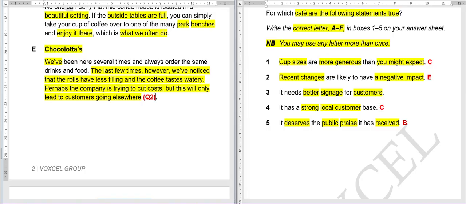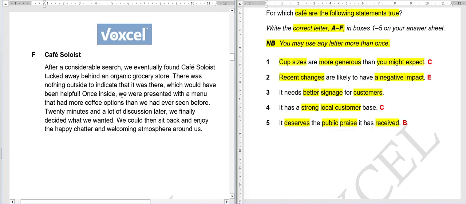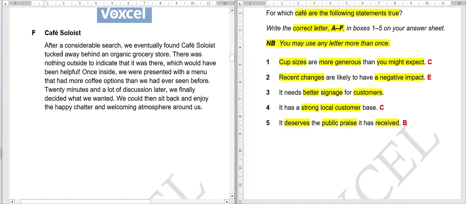So question 2 is done. And 3, it needs better signage for customers. There is no mention of this, so obviously this has to be option number F, but we will mark after reading it. Cafe Solisto. After a considerable search, we eventually found Cafe Solisto tucked away behind an organic grocery store. So considerable search means a lot of search. They had to search a lot, but finally they were able to find Cafe Solisto, because it is tucked away behind an organic grocery store.